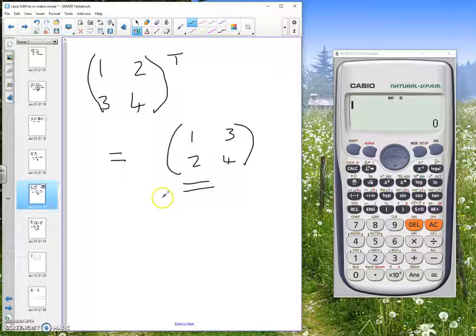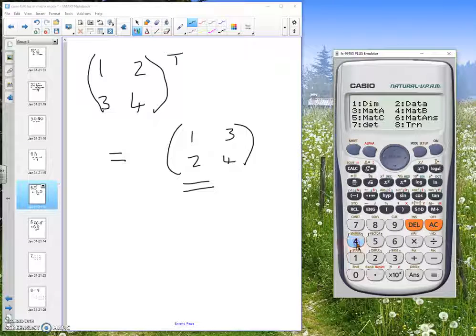Next operation I want to highlight is transpose. Transpose is where the rows and columns are transposed. The command for this in the matrix menu is trn, which is 8. So I'm going to transpose matrix A, 1 2 3 4. That's 3 for matrix A, close bracket, equals, and that's what I expect: 1 3 2 4.